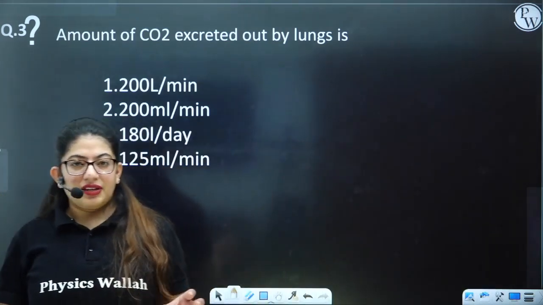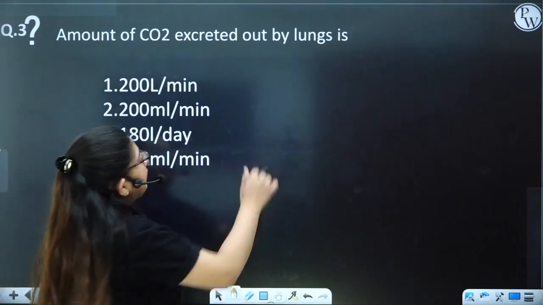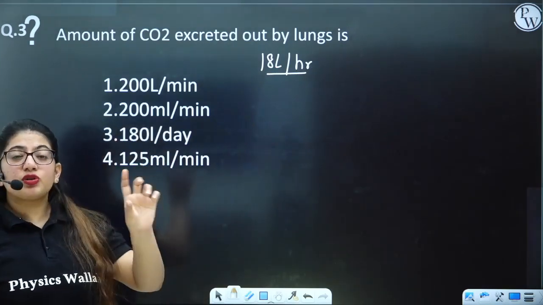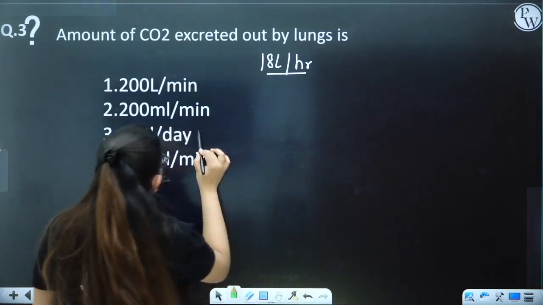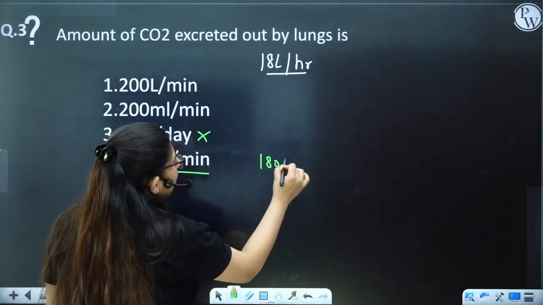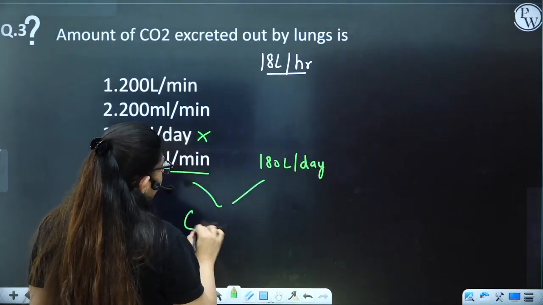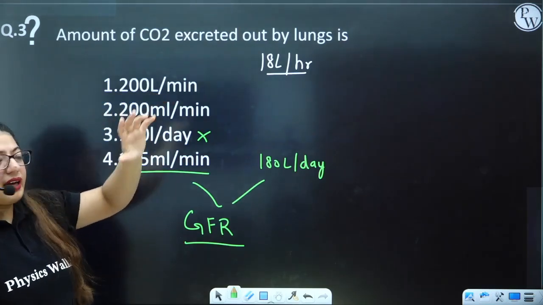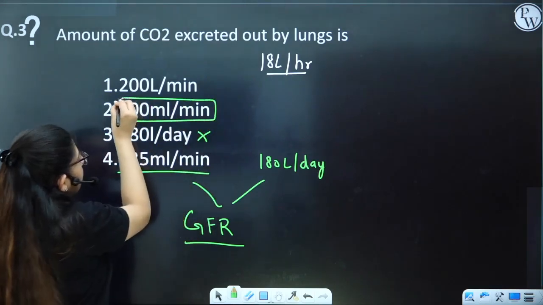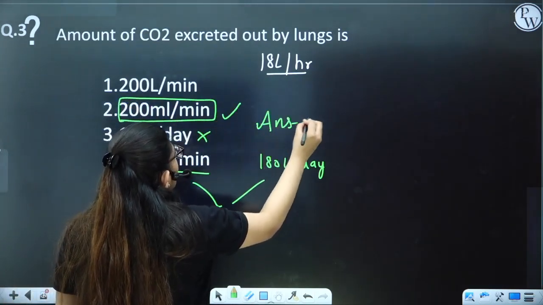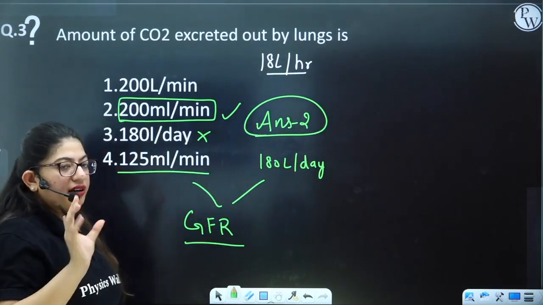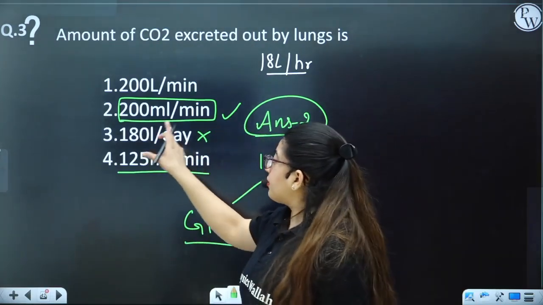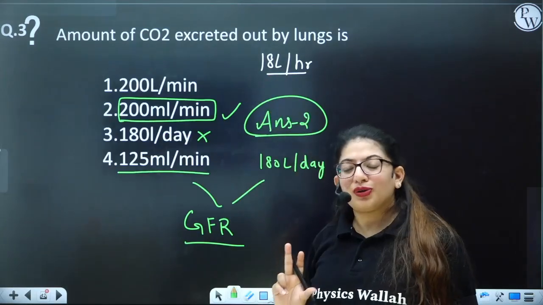So we have done that the amount of CO2 excreted by the lungs is 18 liter per hour. Okay. So it is written 180 liter per day. So you may get confused. That's not the option. That's incorrect. 125 ml per minute or 180 liter per day is your glomerular filtration rate. So if someone asks you in minutes, you can write this also, okay? Now, 200 liter per minute can never happen. 200 ml per minute is technically the correct answer. So also remember these terms in ml. In minutes, there are different numbers. So you need to understand and remember them, okay? So 200 ml per minute or 18 liter per hour of CO2 is excreted.